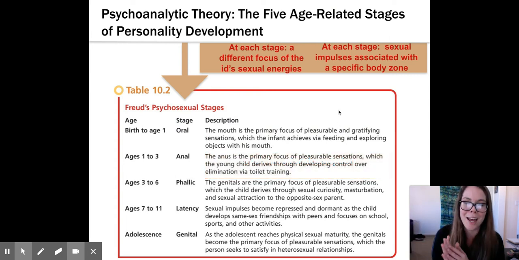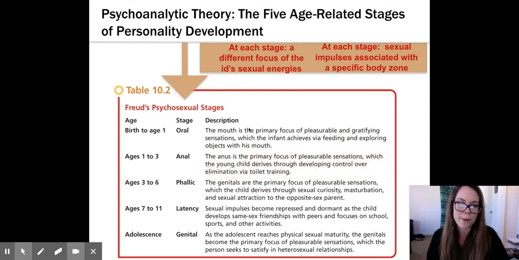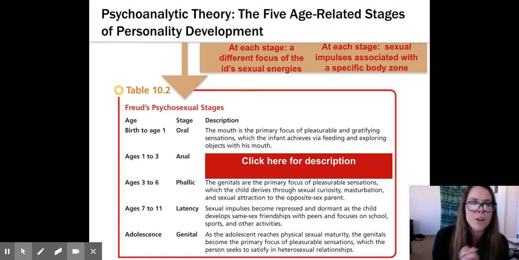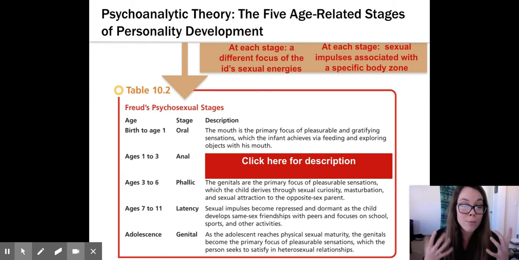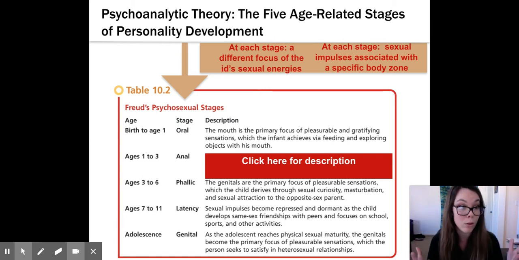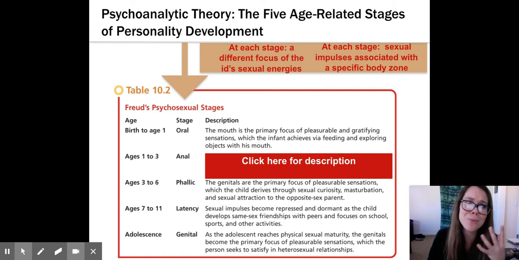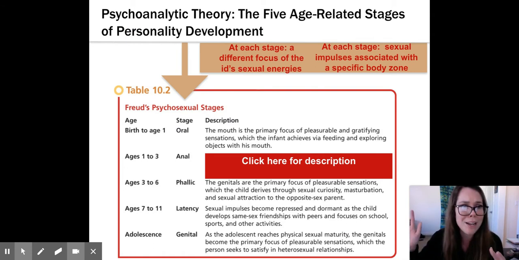I apologize for that. So looking at this first one, from birth to age 1, the mouth is the primary focus of pleasure and sensations. For example, babies when they're first born literally put everything in their mouth. That's how they're exploring their world, okay? Just similar to a puppy, right? They always want to chew on things, like they're exploring, right?